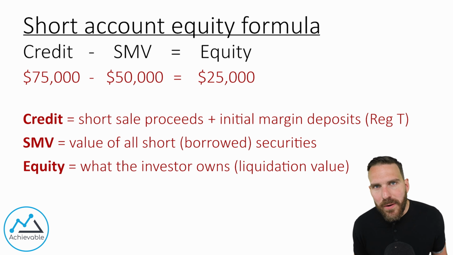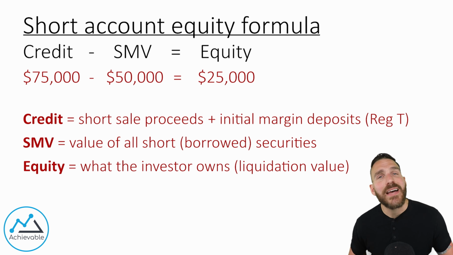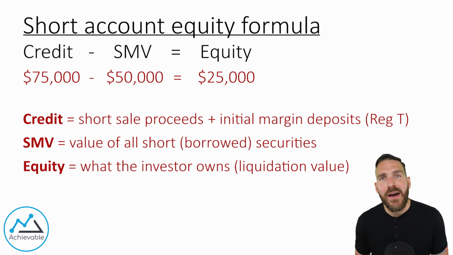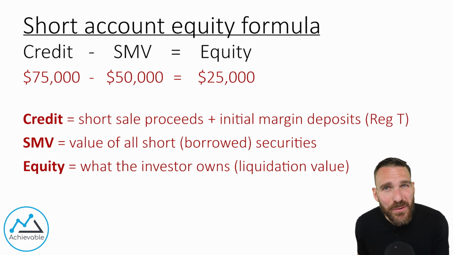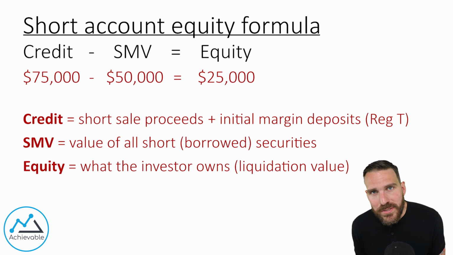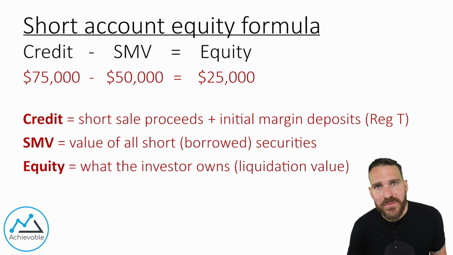When they sell those borrowed shares, they collect $50,000 of cash from that transaction, and on top of that, they deposit half of that, being $25,000, into their account as a form of basically collateral, showing that they can buy back the stock at a later point. And that $50,000 short sale combined with the $25,000 initial deposit gives us a credit balance of $75,000.